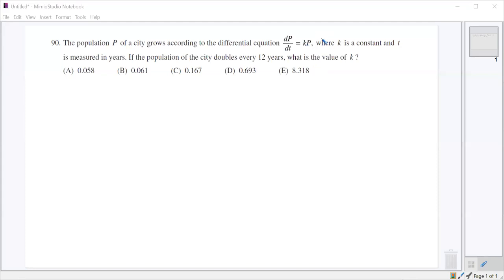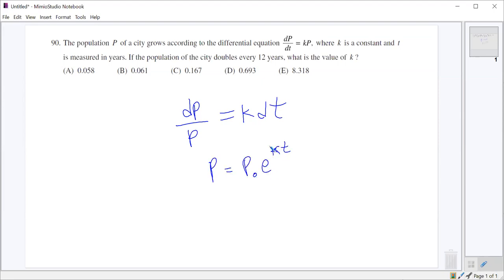All right. So we have an exponential growth equation here. K is a constant. T is measured in years. The population of the city doubles every 12 years. We could solve this as dp over p equals k dt. But we should know what that solves to, right? We already figured out what this solves to: p equals p naught e to the kt. That's just what this basic exponential growth differential equation solves to. Final amount equals initial amount e to the kt.